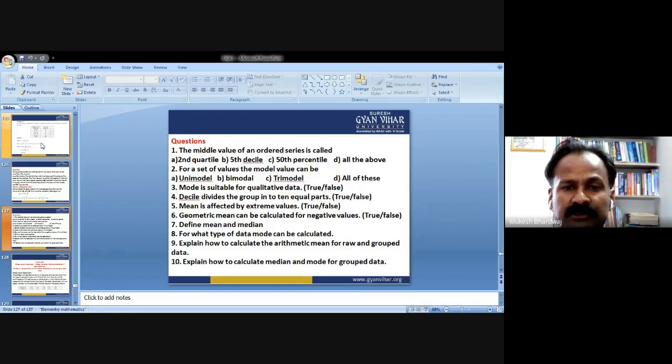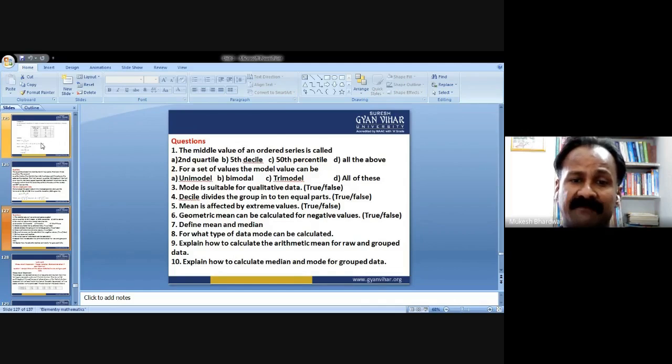Third: mode is suitable for qualitative data. Yes, we had studied the merits and demerits, where we found that mode is suitable for qualitative data. Yes, it is true. Decile divides a group into 10 equal parts. Yes, obviously decile, percentile, I had already told you that percentile divides into 100 parts. So decile divides the group into 10 equal parts. True.